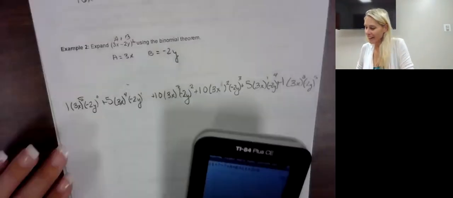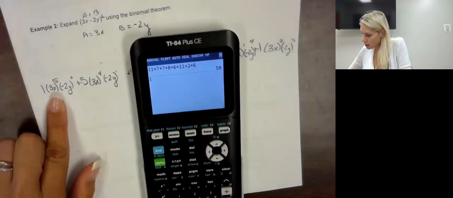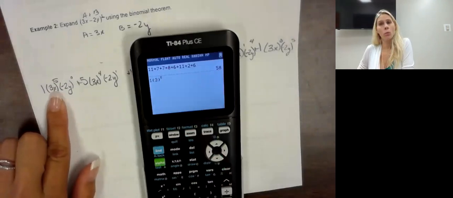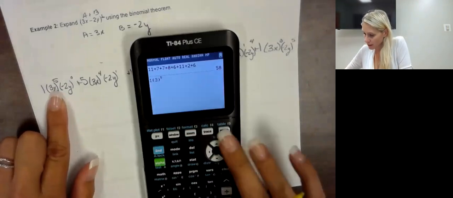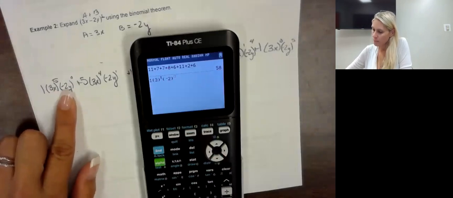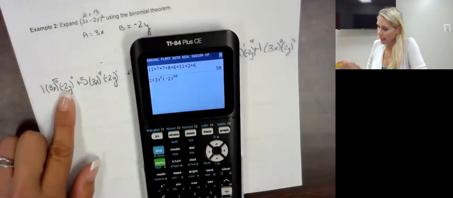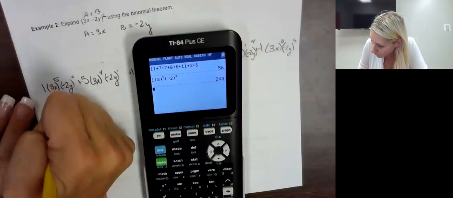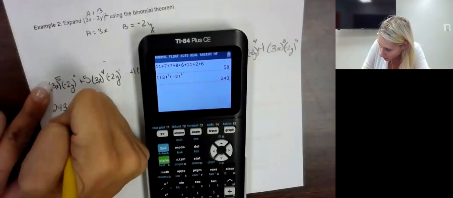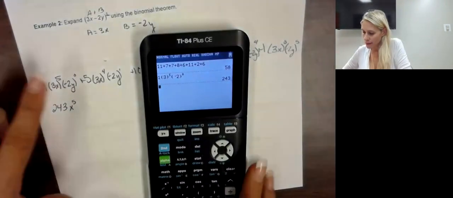Got it. Okay, so what I would do in this case, I would do your coefficient first. In this case it is 1, 3 to the 5th. So you don't put your variables in there. We'll do the variables at the very end. And then negative 2 to the 0. Now with it being negative, you want to make sure that the negative is inside the parentheses. And I enter, so this would be 243. Now I look back at my variables. This is x to the 5th, and y to the 0 is just the value of 1, so I don't have a y.